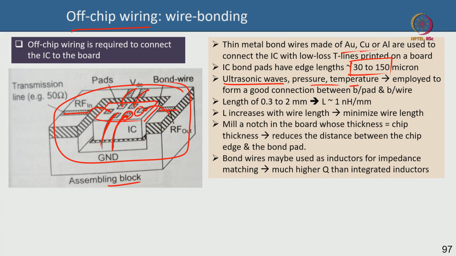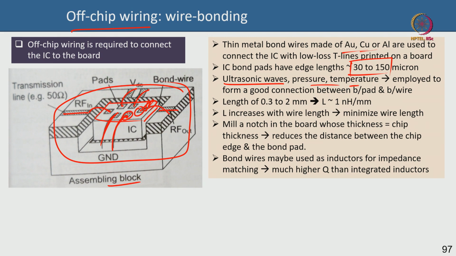To make a good contact between the wire bond and the pad, people use ultrasonic waves, pressure, temperature. This is an elaborate process of wire bonding, by the way. You do the wire bonding to make a good connection between the bond pads and the wire so that they don't disintegrate, they don't come off. If you do a sloppy work, then under certain testing, vibration, etc., the wire may come off, and that's the end of your chip, of your board.